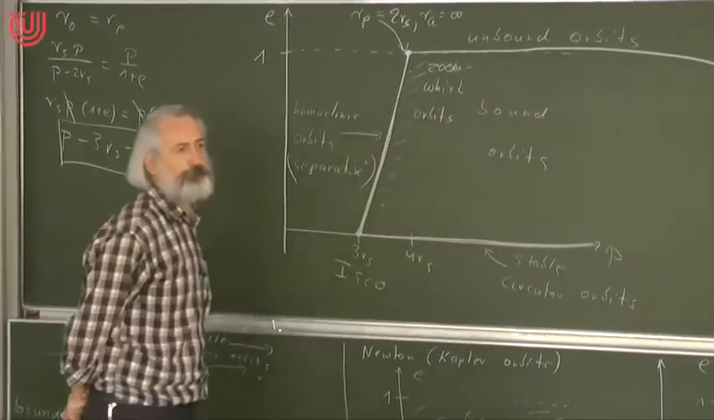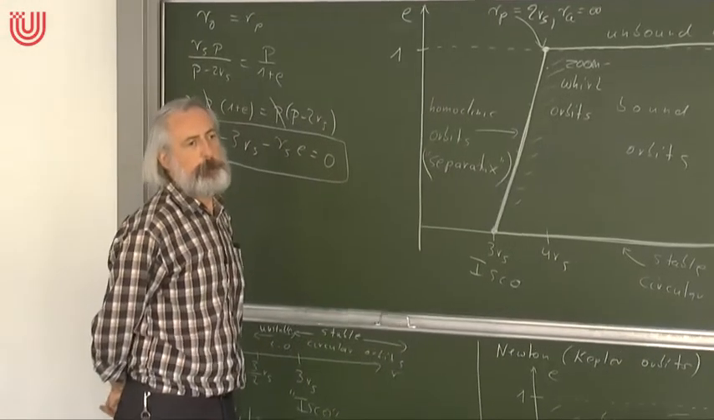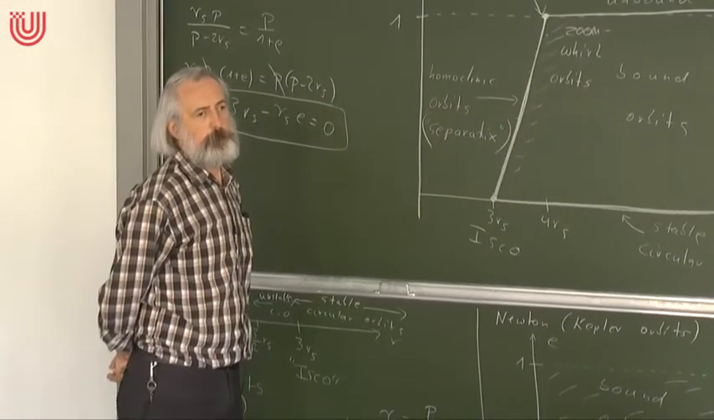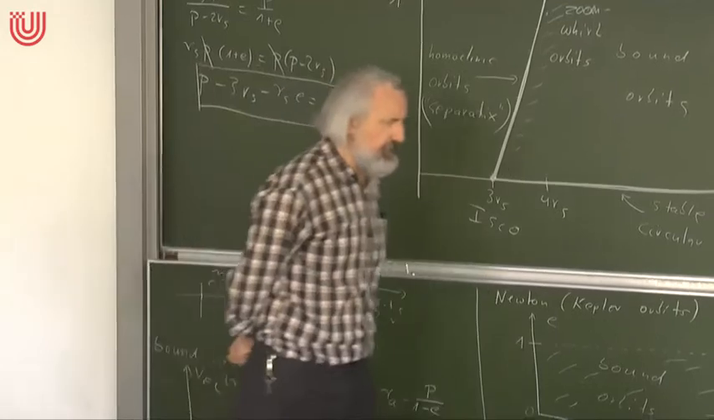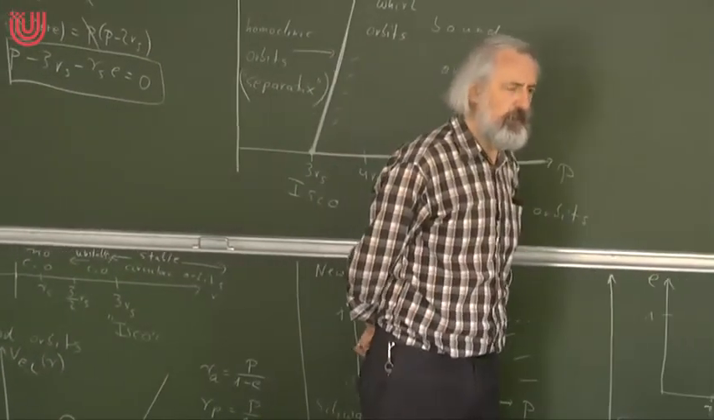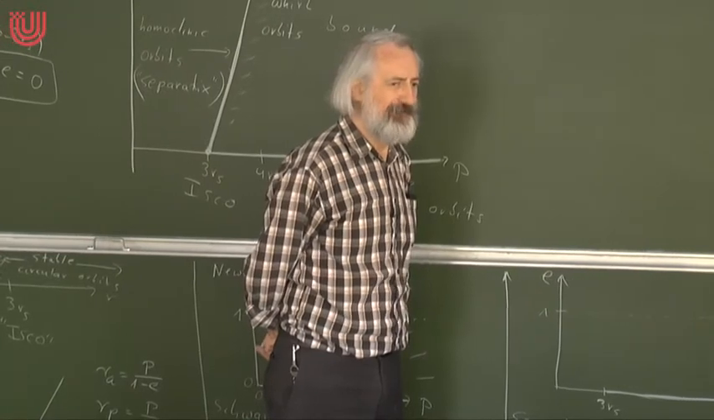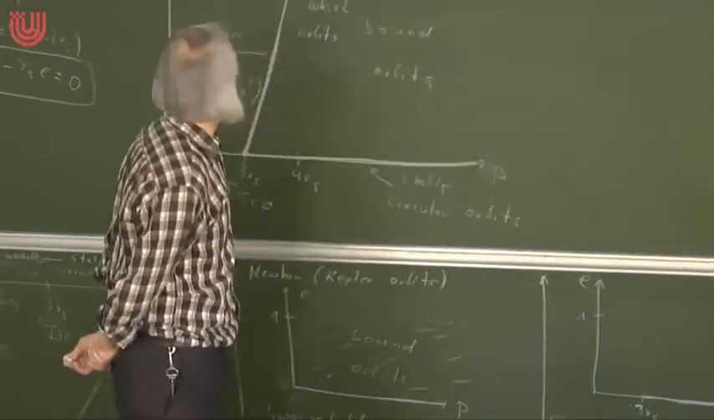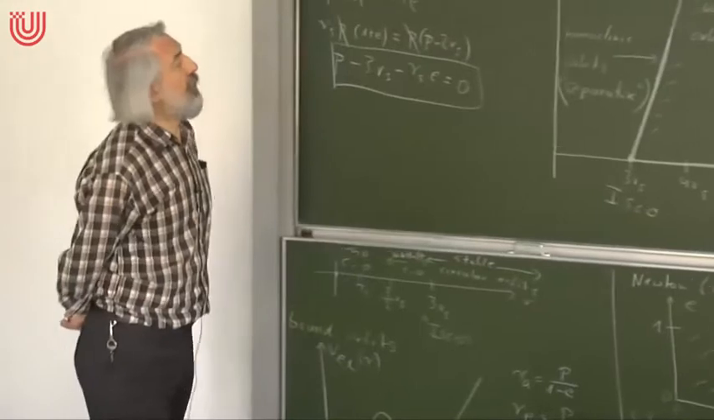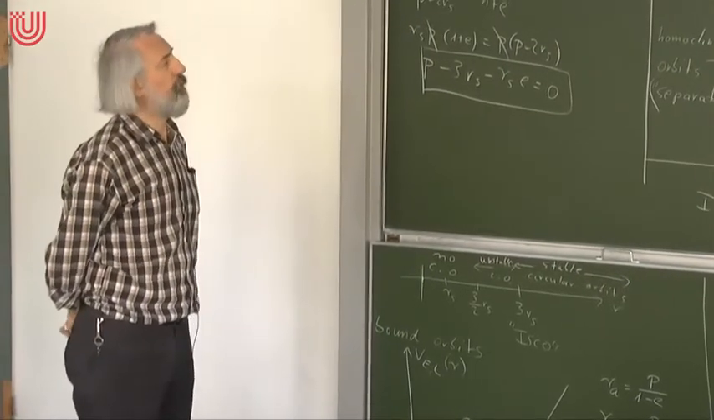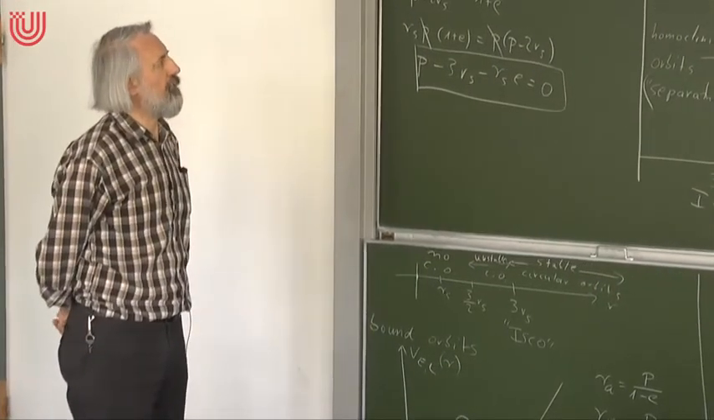A question: have these zoom whirl orbits also been found in space? Did astronomers find a zoom whirl orbit? Whether they exist in nature? No, I don't think so. I don't think that we have really clear evidence.